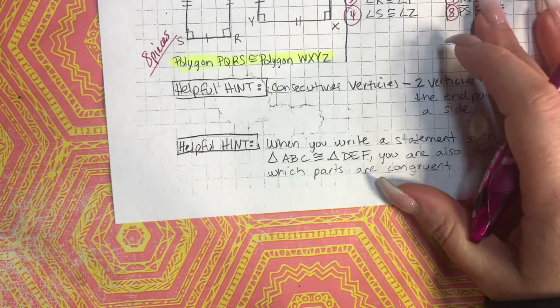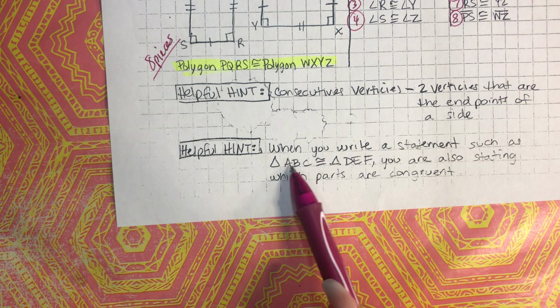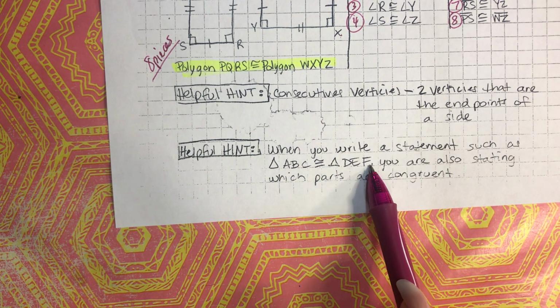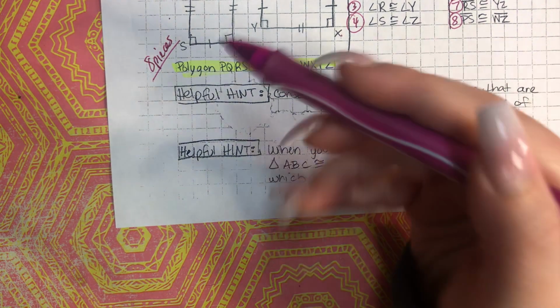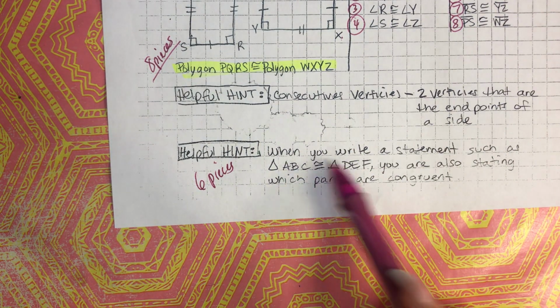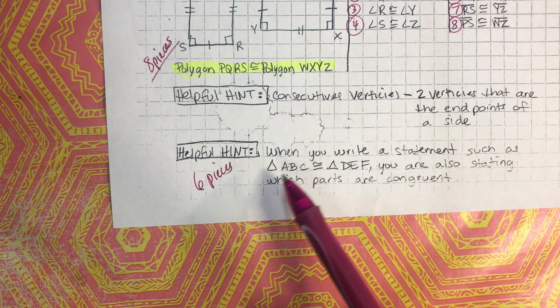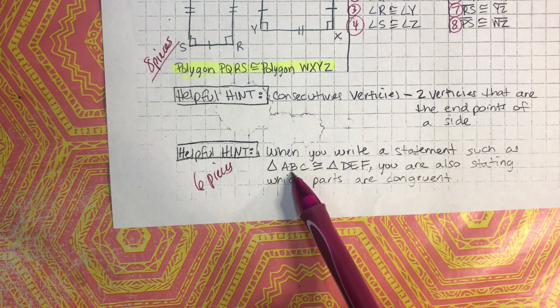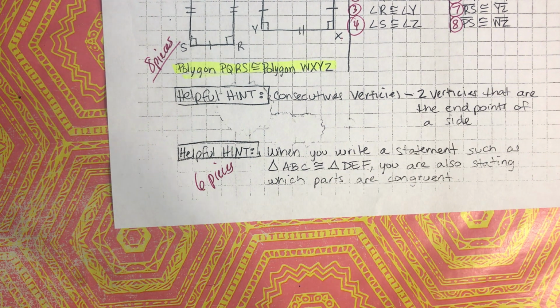All right? Another helpful hint, when you write a statement such as triangle ABC is congruent to triangle DEF, you are also stating which parts are congruent, right? And that's 6 pieces of information with a triangle. So you're saying that angle A and D are congruent, angle B and E are congruent, angle C and F are congruent, and also sides. AB, DE are congruent, BC, EF are congruent, and lastly, AC and DF are congruent. All right, perfect. Let's go ahead and get started with example 1.